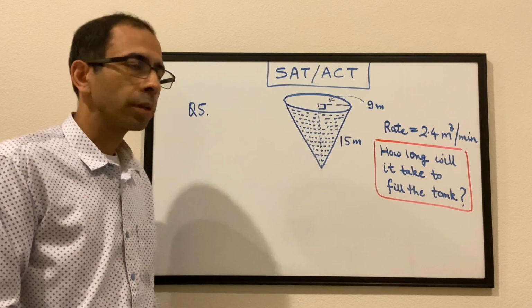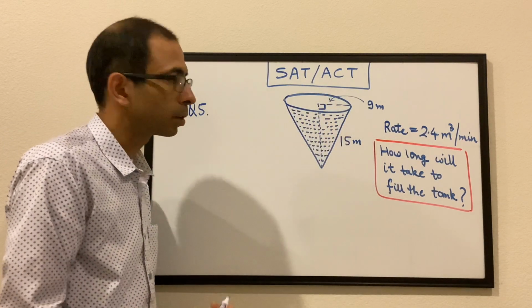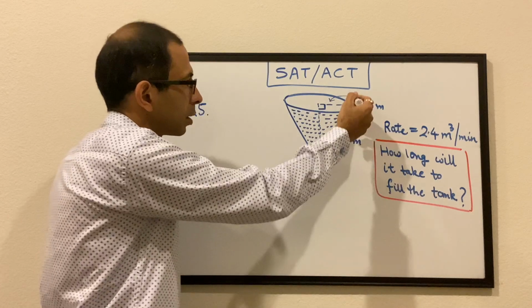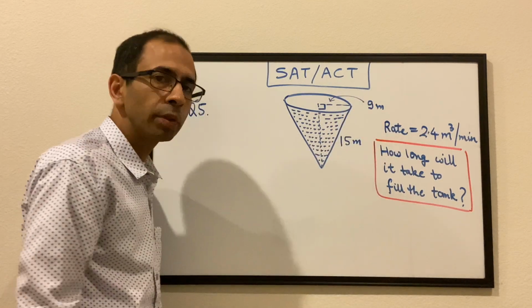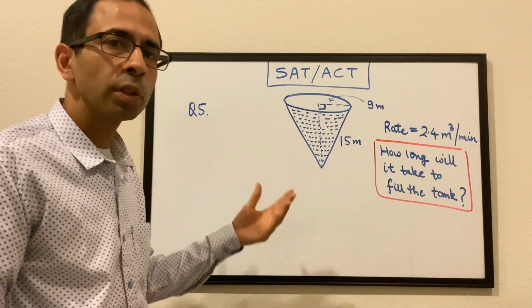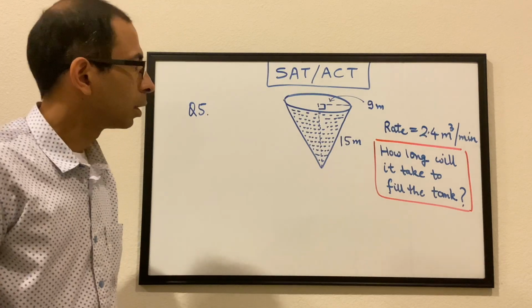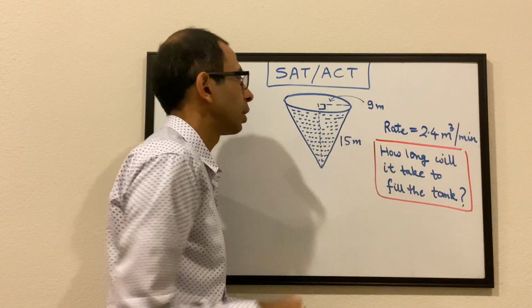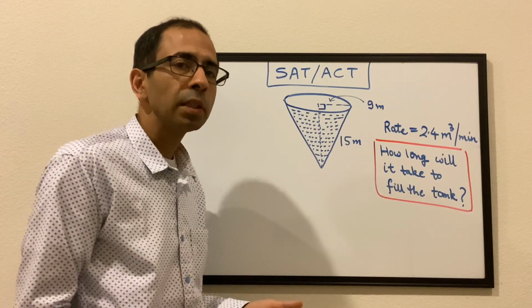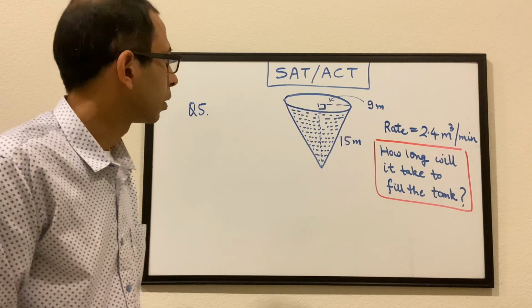Let's take a last question here. So we have a water reservoir in the form of a cone, right? The radius of the base of the cone is 9 meters. The slanted edge is 15 meters, and there's water pouring into this reservoir, into this tank, at the rate of 2.4 meter cube per minute, right? So this is the rate at which the water is flowing into the tank, and they're trying to ask, how much time will it take for the tank to be fully full?